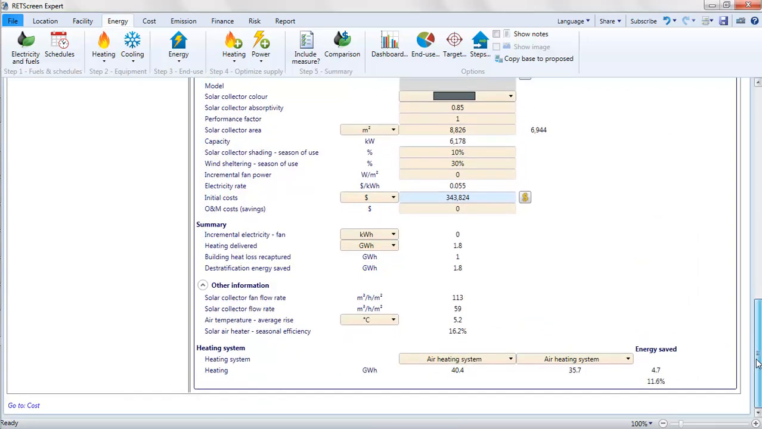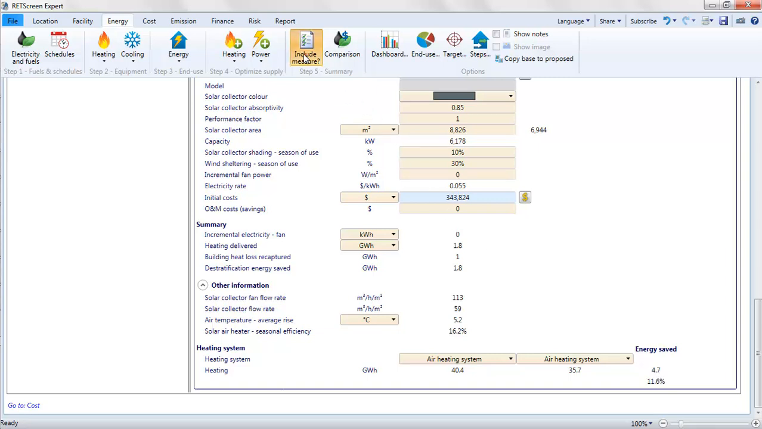For the heating system, for both the base case and the proposed case, we will continue to use the air heating system that we defined earlier. That's the natural gas 75% efficient system. In the base case, we require 40.4 gigawatt hours of heat per year. In the proposed case, the solar air heating system reduces this to 35.7 gigawatt hours per year. So a reduction in the thermal requirement from the natural gas-fired system is only 11.6%. However, we are saving 4.7 gigawatt hours per year, which is a lot of savings.